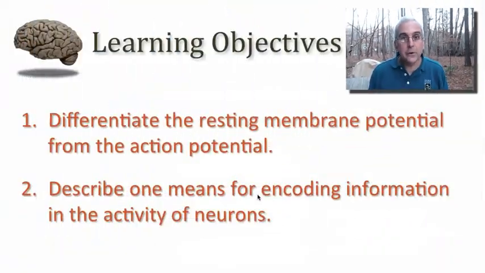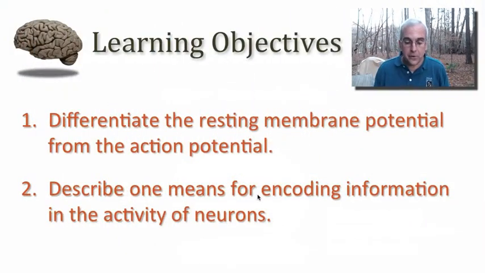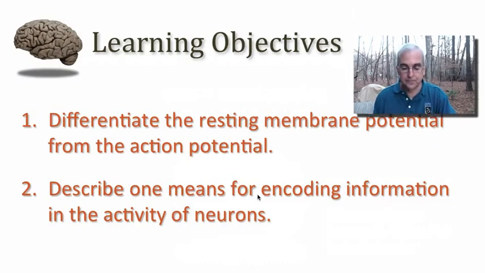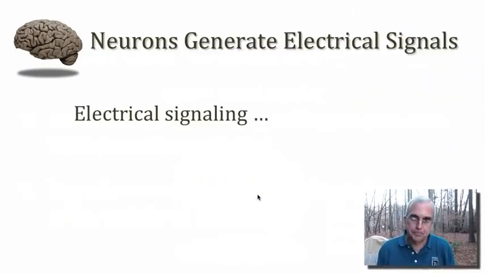Today we're going to begin a series of tutorials in which we will consider the basis of neural signaling. To begin, I'd like to give you a broad overview of different types of electrical signals generated by neurons. I've got two learning objectives for you today. I'd like for you to be able to differentiate the resting membrane potential from the action potential. And I'd like for you to consider the action potential and describe one means for encoding information in the activity of neurons. So let's begin.